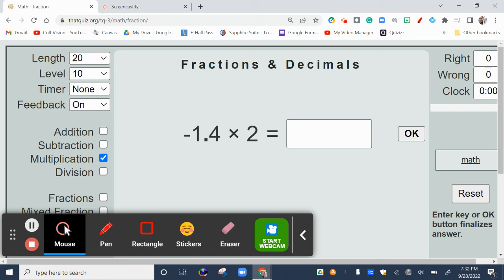Hi, welcome to this video on multiplying rational numbers. We're just going to focus today on decimals. So I have this example here where I'm multiplying -1 and 4/10 times 2.